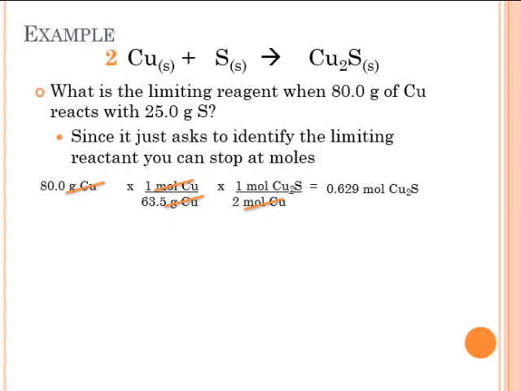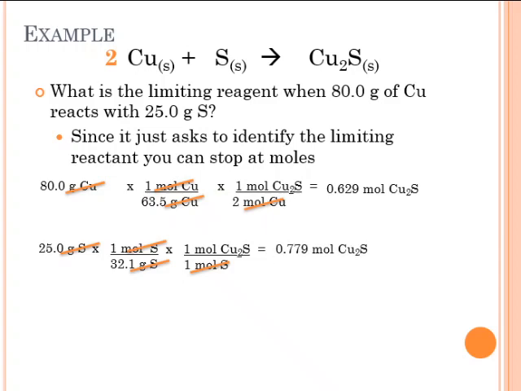Now we need to go back and figure out for sulfur. So we'll start with our next given, 25 grams of sulfur. We'll use the molar mass, 32.1 grams of sulfur to 1 mole of sulfur. Grams of sulfur will cancel. We now will use our mole ratio, which is 1 mole of sulfur to 1 mole of copper sulfide, from our balanced equation. The moles of sulfur will cancel, and I will be left with 0.779 moles of copper sulfide.